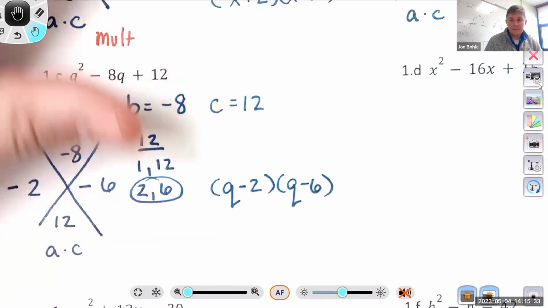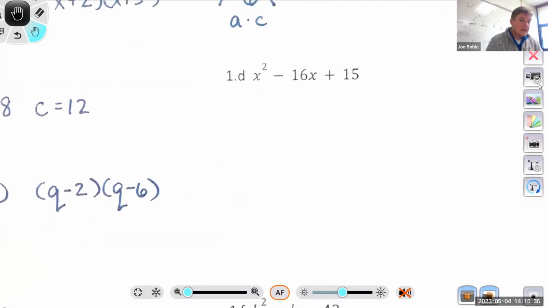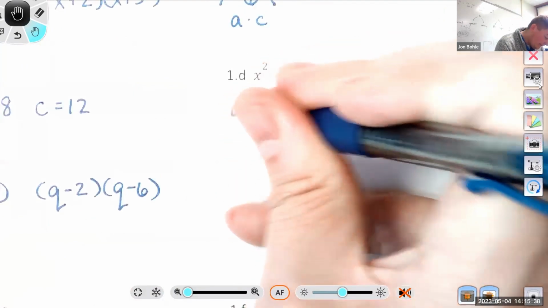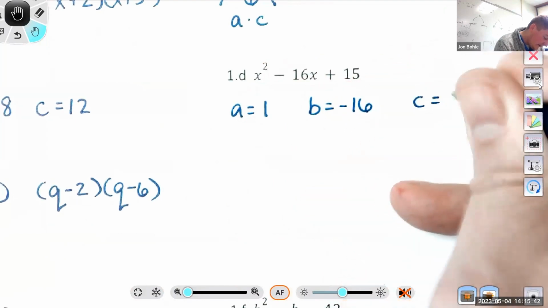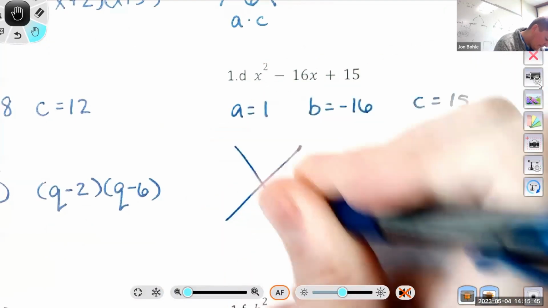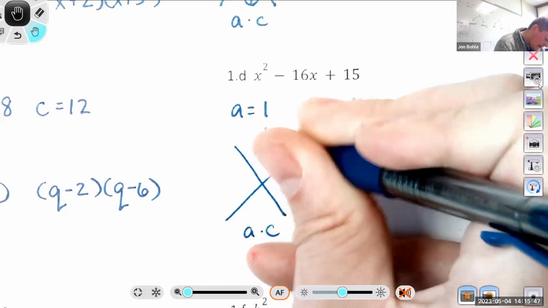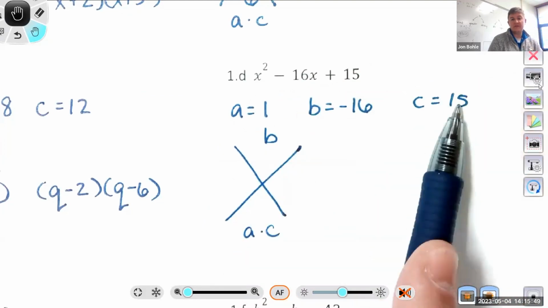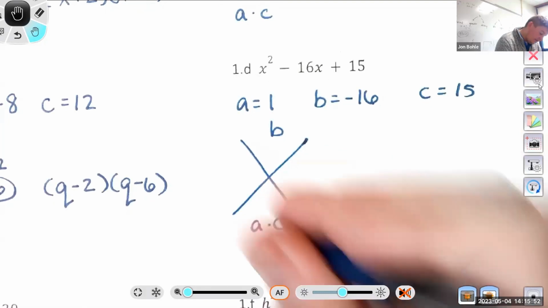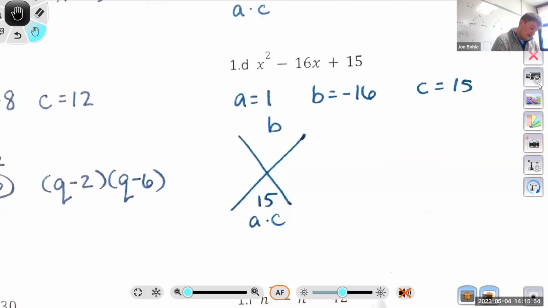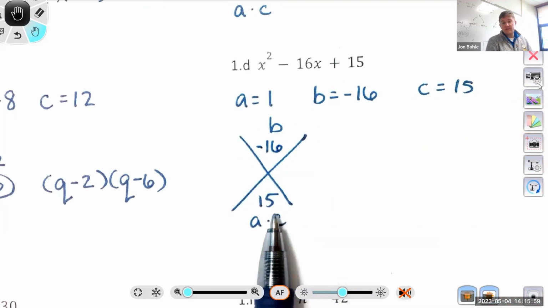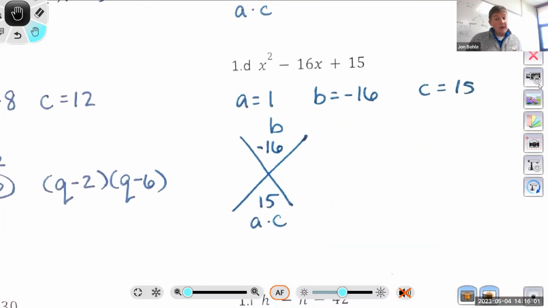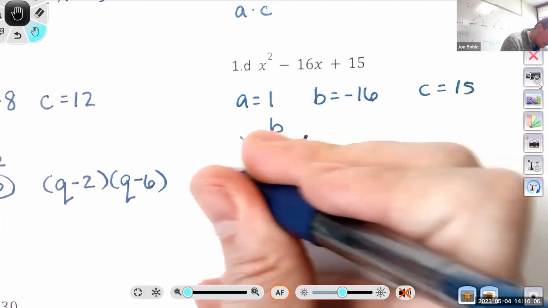Okay, 1D. Same thing. A value 1, B value negative 16, C value 15. A times C, 1 times 15, is 15. B value is negative 16. And again, you're going to look for numbers that multiply to 15 and add to negative 16. Now, I'm multiplying to a positive, so I'm adding to a negative, so that's going to give me two negative numbers.